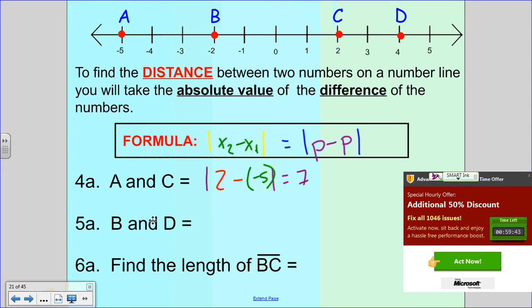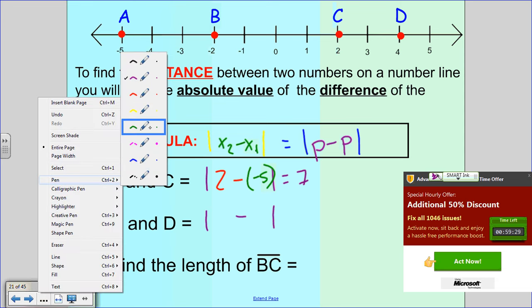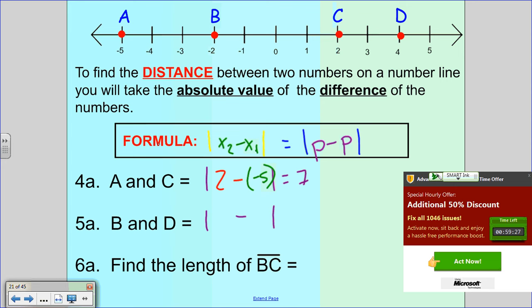Now let's find the distance between B and D. The first thing I would do every single time is draw your absolute value bar and draw the minus sign. That's a must every single time. Now you can enter in the information that is necessary. And again, look at your number line, see who's on the right.